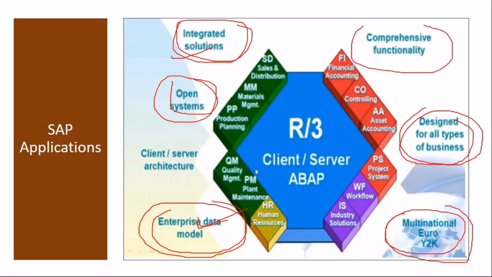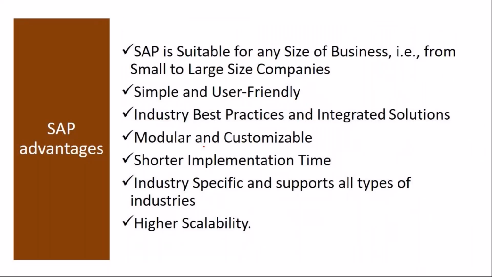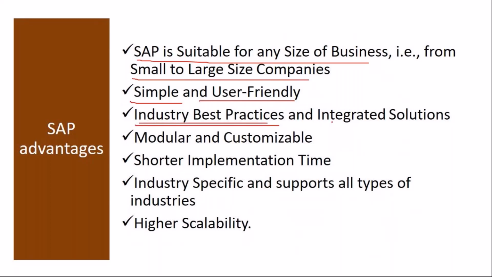And it has come up with comprehensive functionalities. Any type of business process, you can map it into the system. Now these are the benefits of using SAP. SAP is suitable for any size of business, from small to large companies. It is very simple and user friendly. It has industry best practices and integrated solutions. All the solutions are integrated, modular and customizable as per the company needs. You can customize the system.